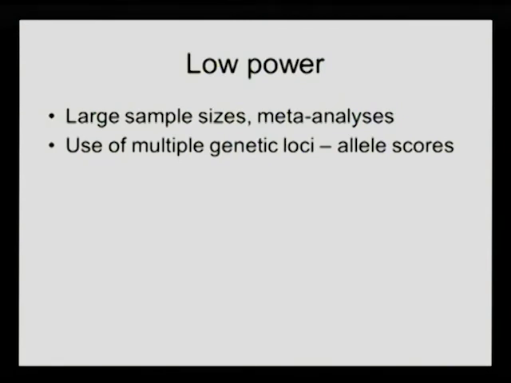But another solution is that you can often use multiple genetic loci. So if you have lots of SNPs which have small effects on, say, LDL cholesterol, in some cases you can add those SNPs together to get a kind of LDL score. And what you find when you do that is that the score explains maybe 10% of the variance rather than each individual SNP explaining 0.5%. So that can be another way of increasing your power.